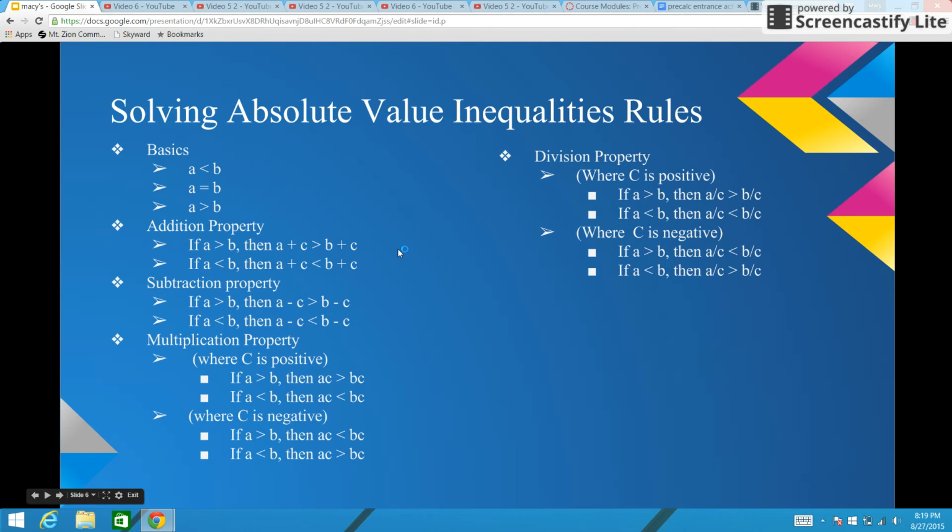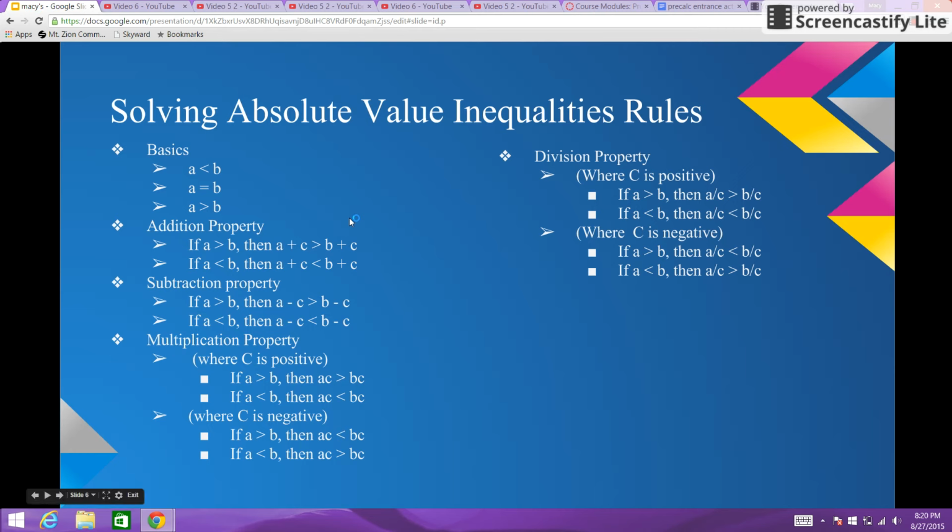Next is solving absolute value inequality, and the rules for this are the basic signs is what you're going to start off with, which are less than, equal to, and greater than. For the addition property, if A is greater than B, then the sum of A and C is going to be greater than the sum of B and C. So two greater than signs.